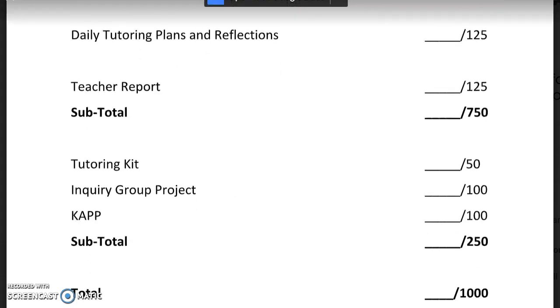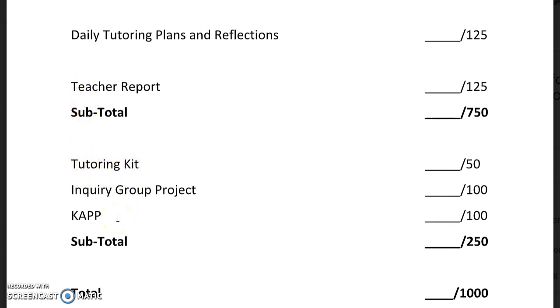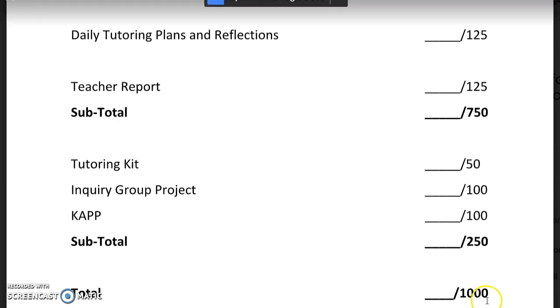The following items below are other items that have been graded throughout the semester that are not a part of the portfolio itself: your tutoring kit, which I give you a grade on, the inquiry group project, and the knowledge assessment. Participation and preparation is my 100 discretionary points, attributed to: were you at tutoring, if you had to be absent, did you follow protocol by emailing and sending sub plans, were you prepared for class, did you turn things in on time, and so forth, adding up to the completed 1,000 points for the class.